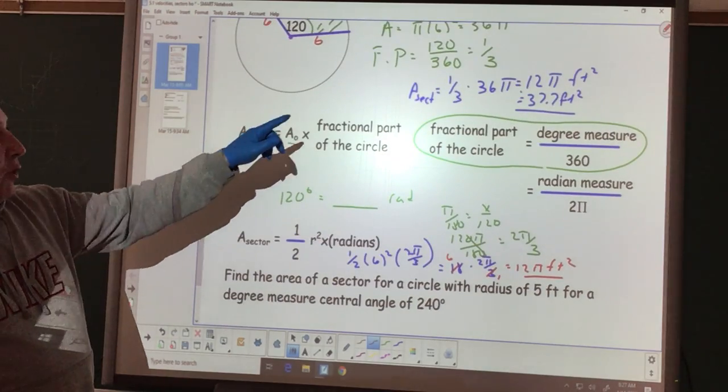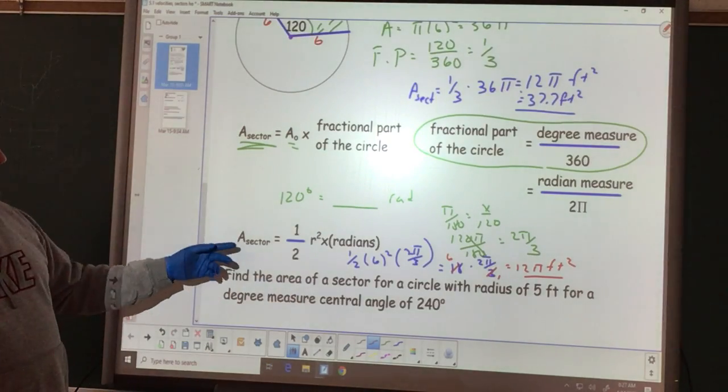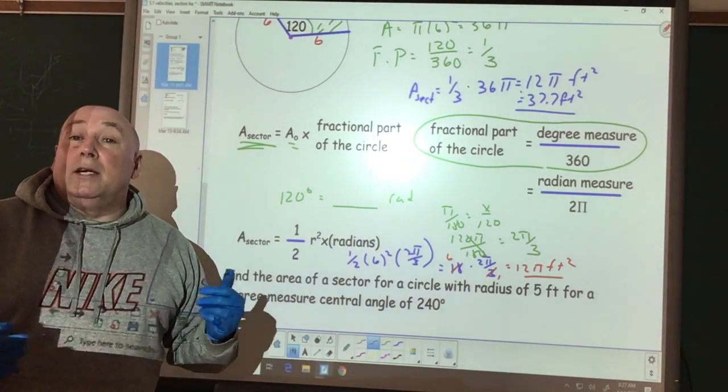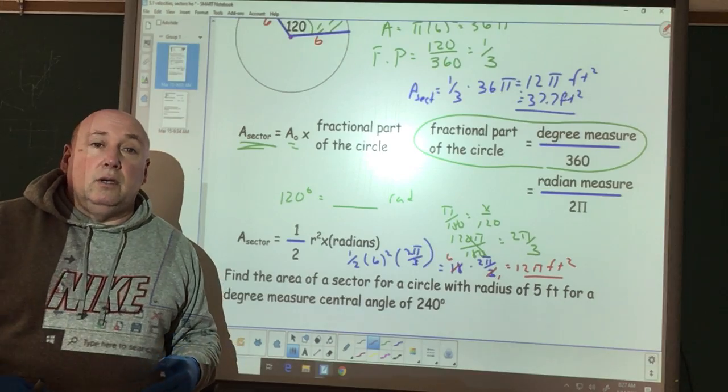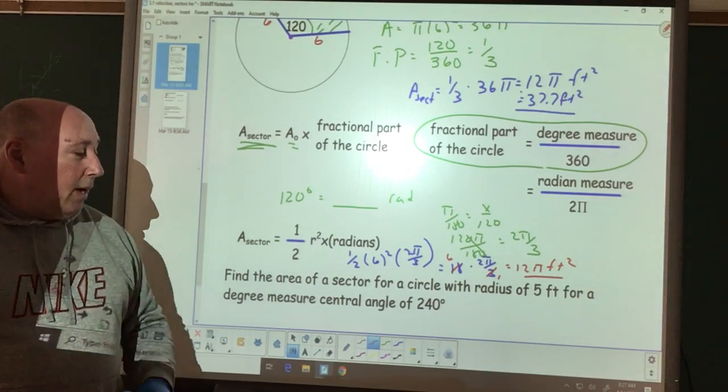Either way is correct. I don't mind if you do it either way. I don't like memorizing formulas if I don't have to. If I can think about the entire circle and multiply it by its fractional part, I'm happy with that.